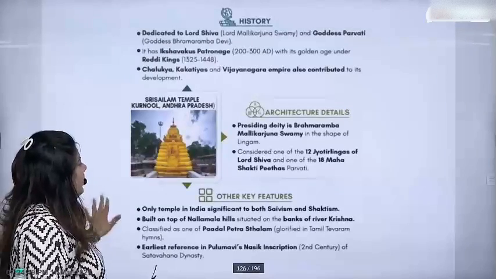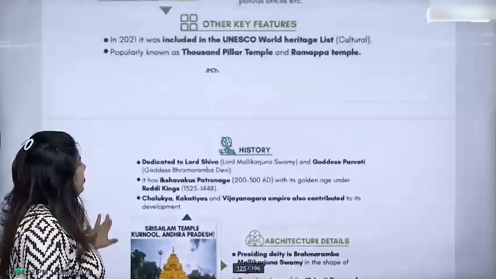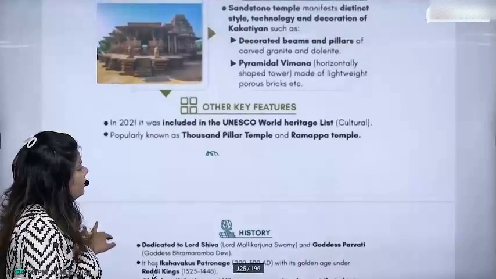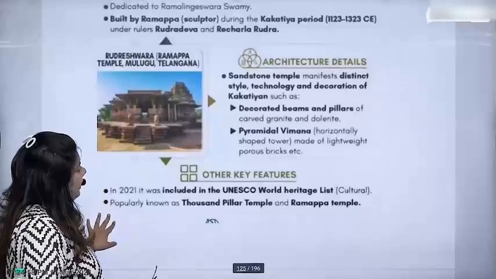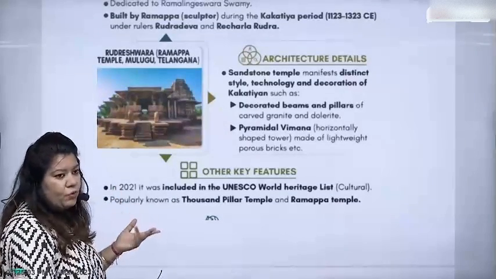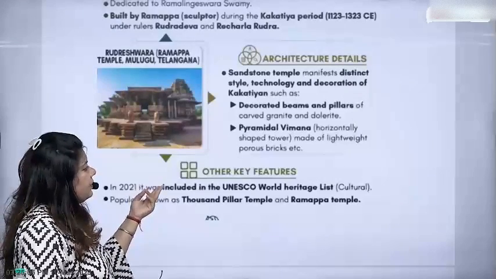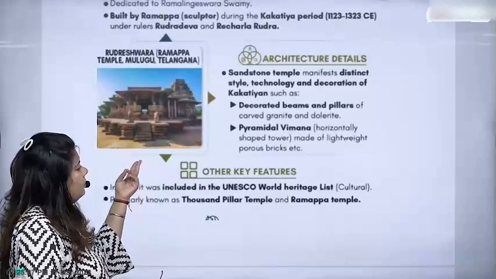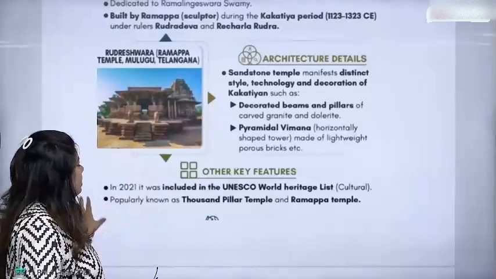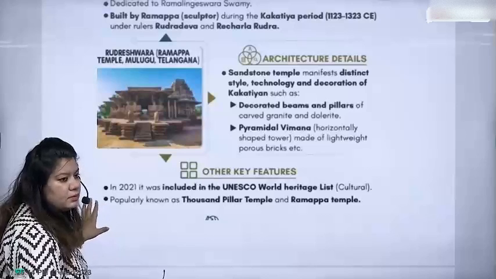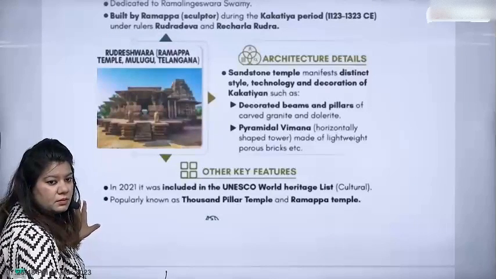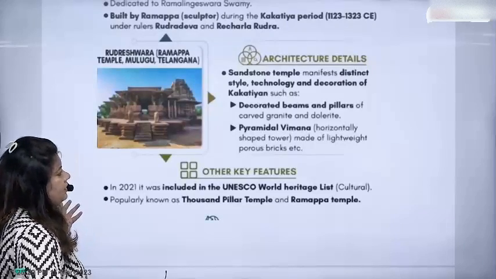But again, when we do Ramappa temple or Rudreshwar temple, it is also known as 1000 Pillar temple. This has already been included in the UNESCO World Heritage Site, right? Again, when you are doing a temple, you will apply the same format. Which material? Granite and dolerite, sandstone, right? It's basically who built it? Who built it? Under which dynasty it was built?